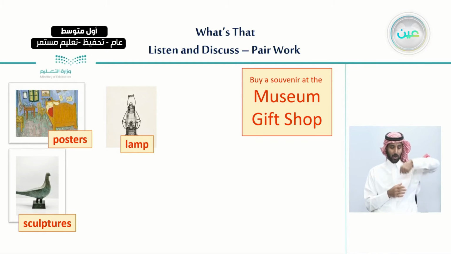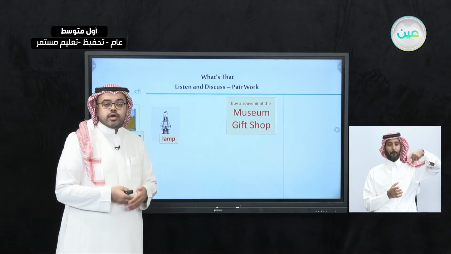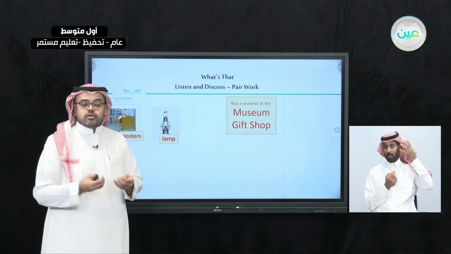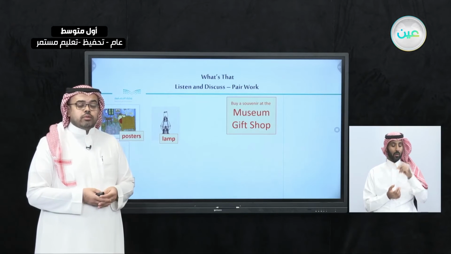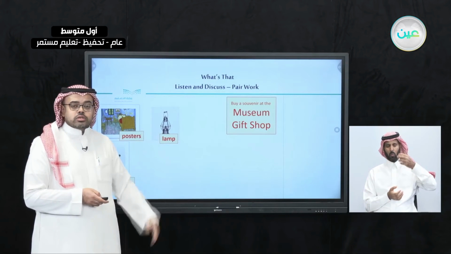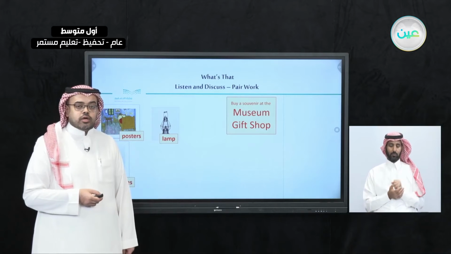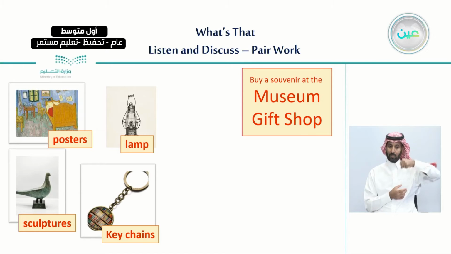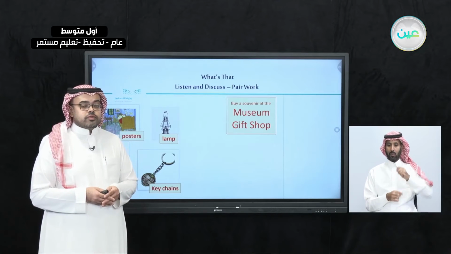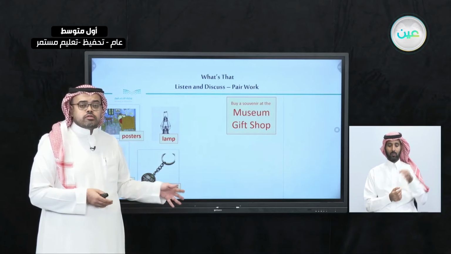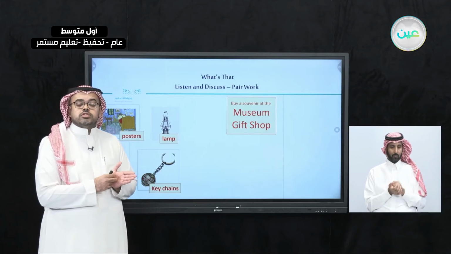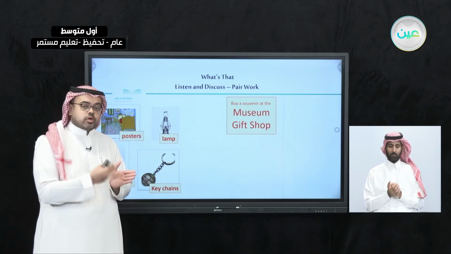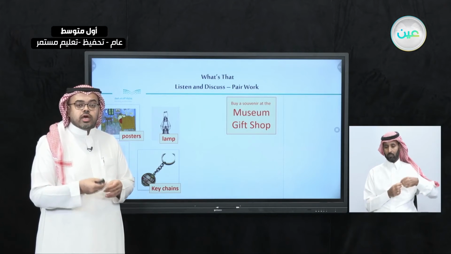Also, a lamp. Since we visited a museum that presents old objects, it's nice to buy old objects as well from the gift shop. One example of these old objects is the lamp, a very old lamp that you can use as a memory in your home. And also a keychain, which is the most popular souvenir to buy from different gift shops. Usually this keychain has a picture or the name of the place you have visited.